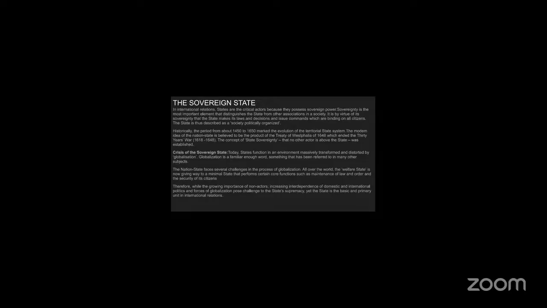So next is the sovereign state. The name itself tells you that it is a supreme state. The state is the central theme of political science, as we all know, right? So in international relations, these states are the main critical actors, because they have a very supreme sovereign power. And this sovereignty is one of the elements that distinguishes the state from the other associations in society.